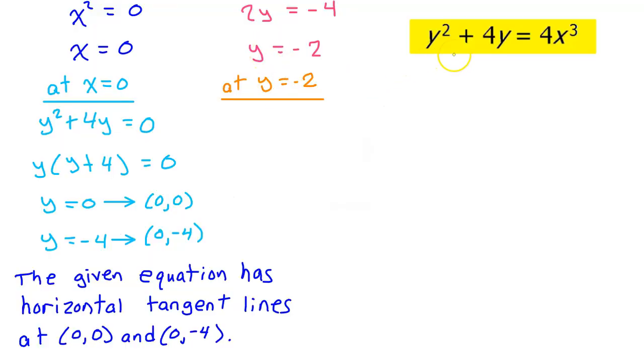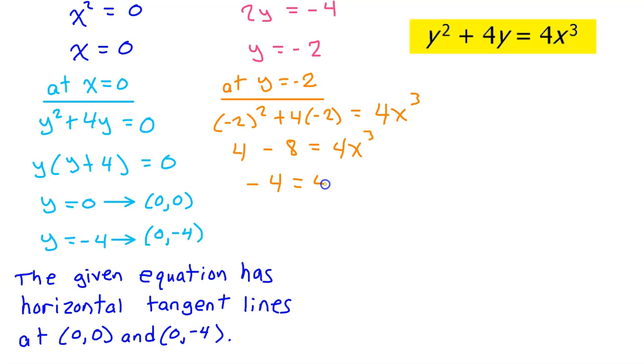You can't be plugging things in willy-nilly. You have to show that you're about to plug something in by writing at y equals negative 2 first. This is mandatory. Substituting negative 2 for y gives us this. Negative 2 squared is 4. 4 times negative 2 is negative 8. Equals 4x to the third power. 4 minus 8, so we have negative 4 is equal to 4x cubed.